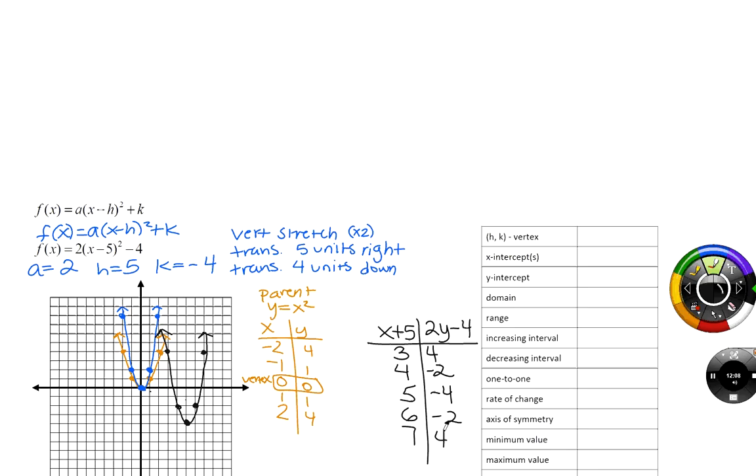Okay? All right. Vertex. Our vertex comes from our h and our k. So from the equation, you already pulled out h and k, and we already knew our vertex was supposed to be at 5, negative 4. Did that work out correctly in our graph? Did it work out in our chart? Yeah, our vertex point now ended up at 5, negative 4.